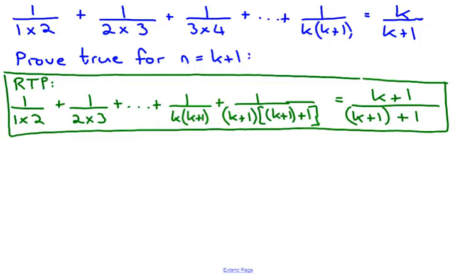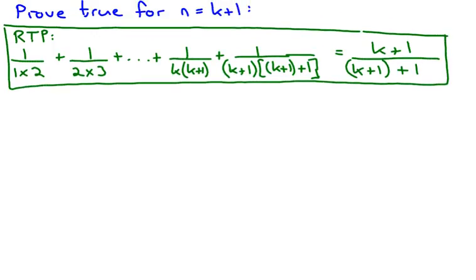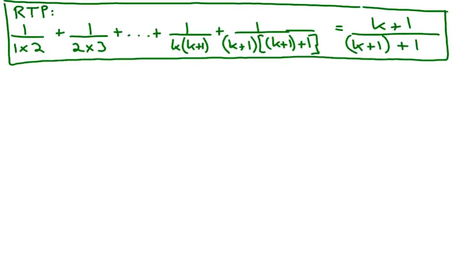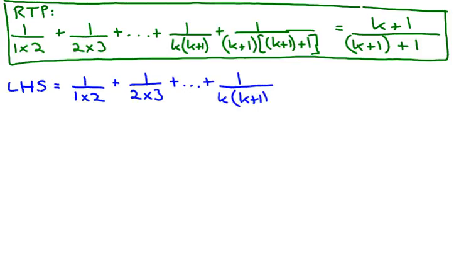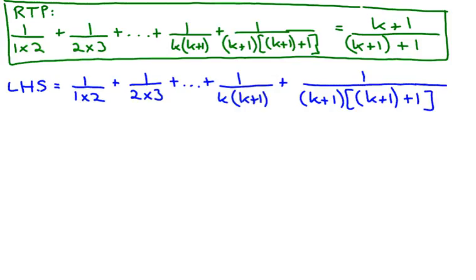Alright, so let's start with the left-hand side. You can even write left-hand side if you want to. You don't have to. So I'm going to start with my left-hand side here, and I'm actually going to write left-hand side. And that's 1 over 1 times 2 plus 1 over 2 times 3 plus 1 over k times k plus 1, the second last term, plus, let's make enough space this time, 1 over k plus 1 times k plus 1 plus 1. Okay. Don't put your right-hand side in. You can't use that right-hand side yet. You've got to get there.